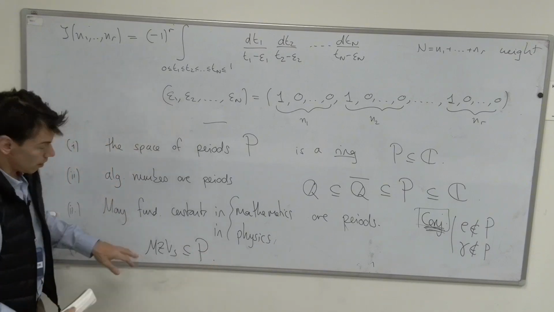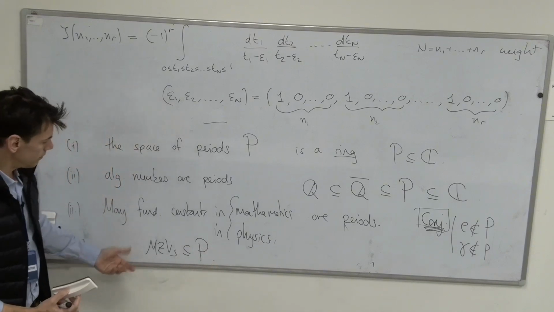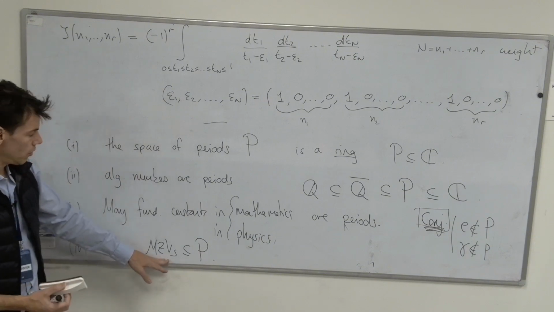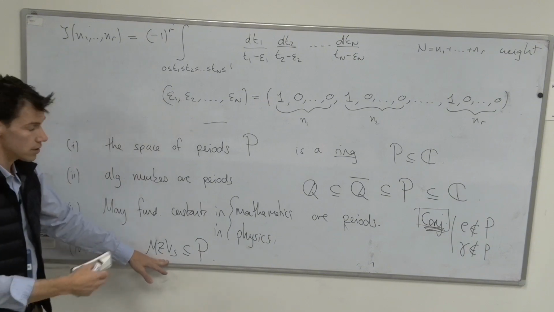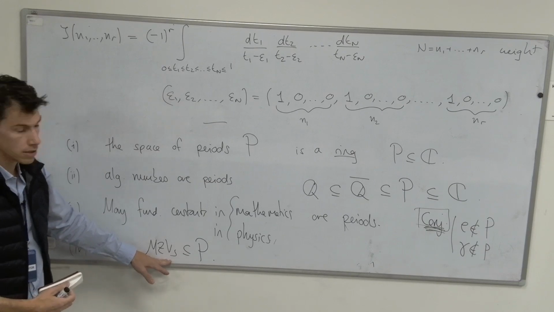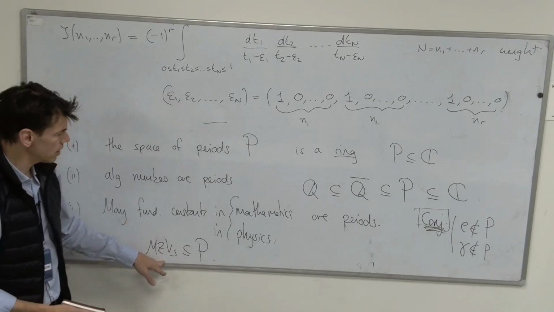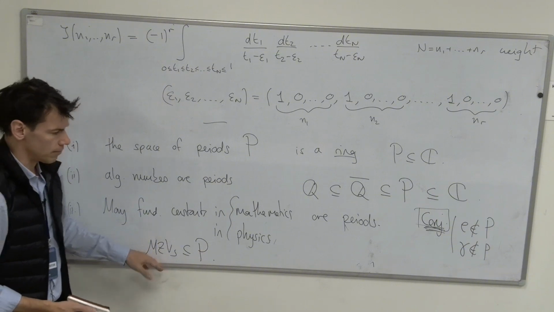And there's a way to see that multiple zeta values, in some sense, are one of the simplest and most natural types of periods there exist in mathematics. They occur everywhere, in many, many different subjects, and there are good reasons for that.